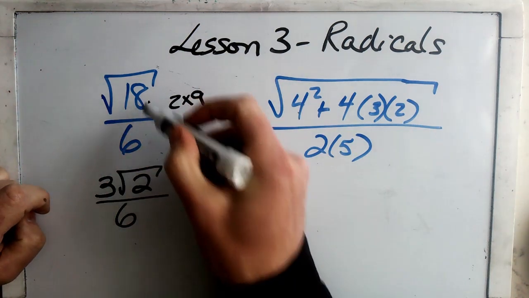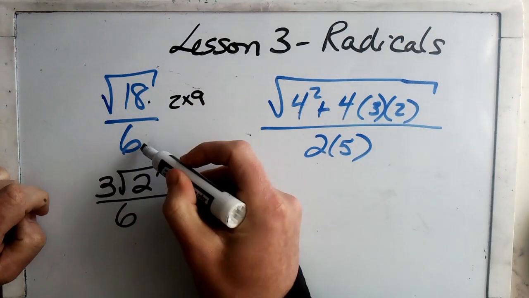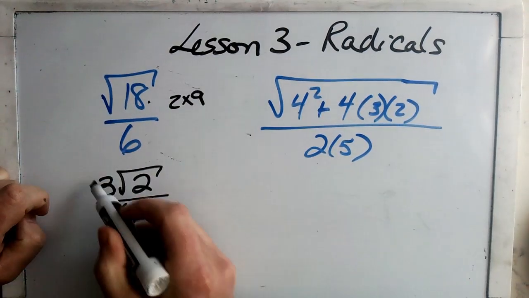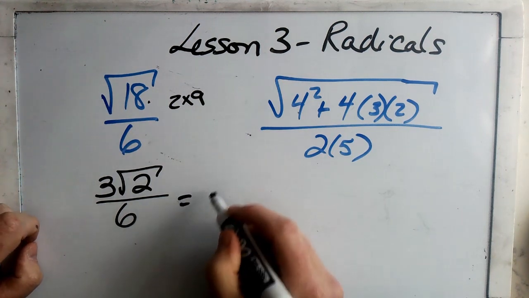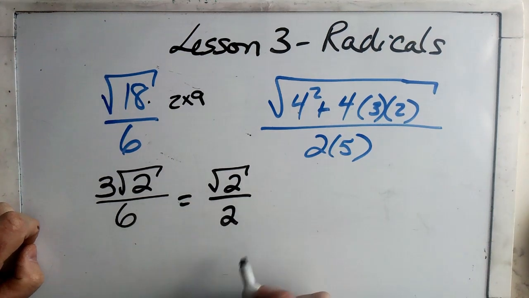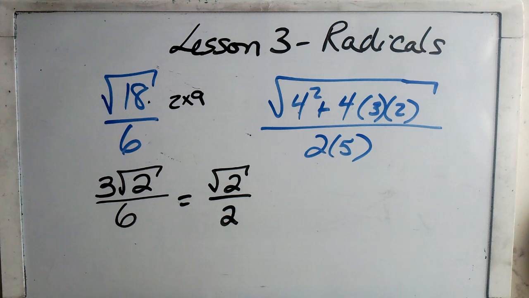We can't reduce an inside with an outside, a radical with a whole number, but we can when we have 2 numbers outside the radical. So divide both by 3. We get 1 over 2. And the 1 is invisible. You can put it there, but you don't need to.